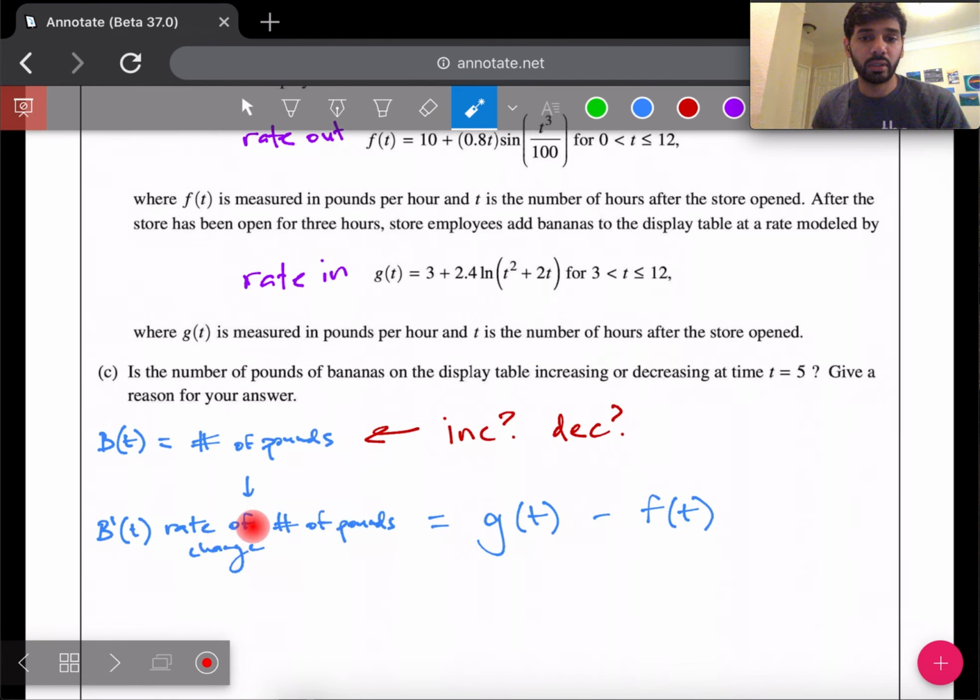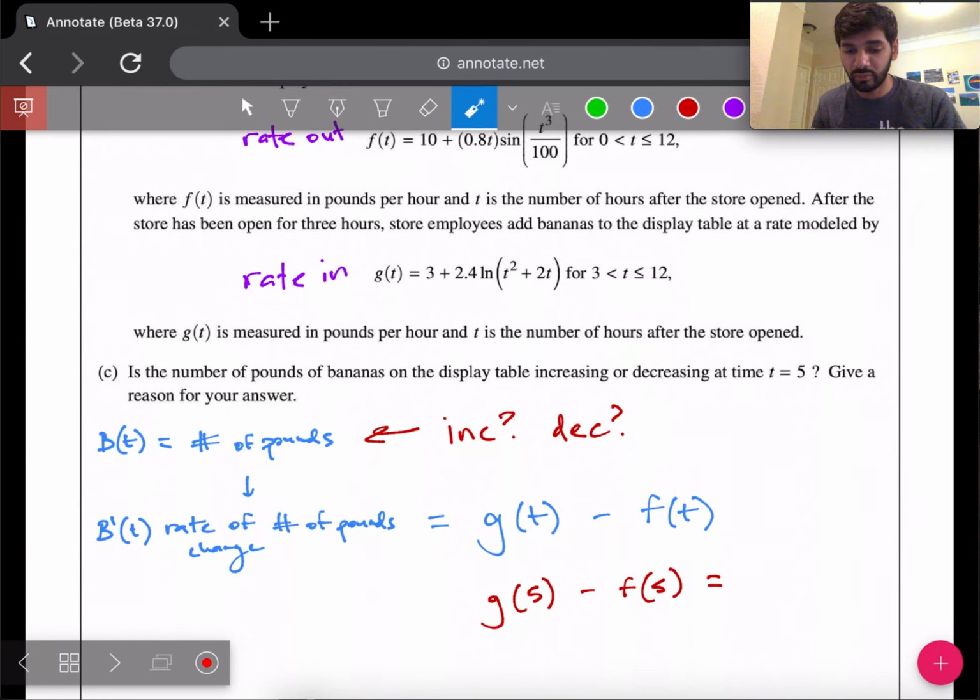So at time equals 5, at that moment, I'm plugging in a 5 into these. What I want to do here is figure out what g of 5 minus f of 5 is. And this is a calculator problem. You're not expected to plug in 5 and figure it out on your own. Use your calculator, plug in a 5 here, plug in a 5 here, and subtract them and see what you get. This is part C.